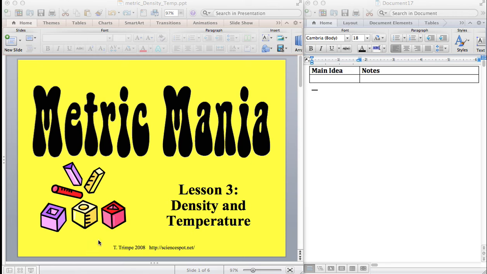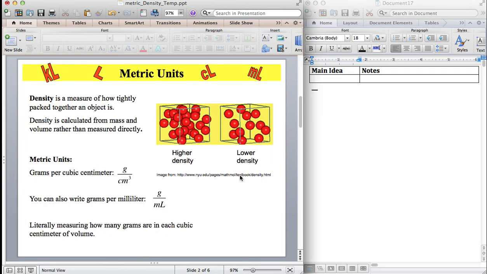Tonight's video is going to look at density and temperature. We started looking at density in class today with the gummy bear lab, and temperature should be a review for most of us. We should have looked at it at some point in elementary school or lower school, but we'll go over what it means and how to measure it tonight. First up is density.